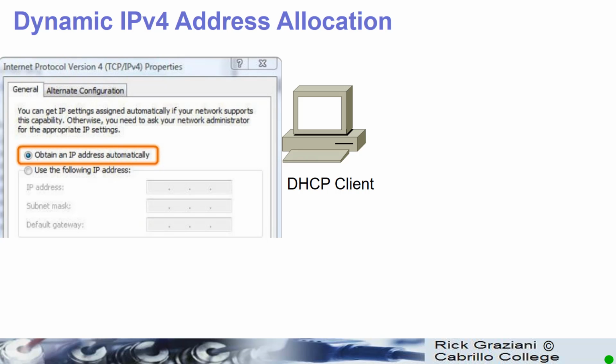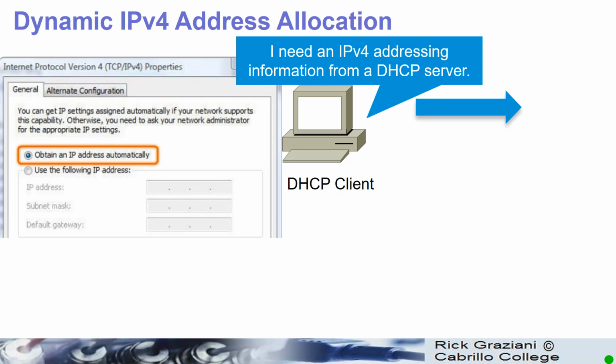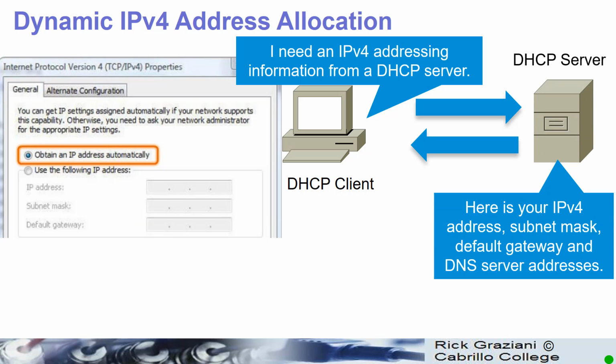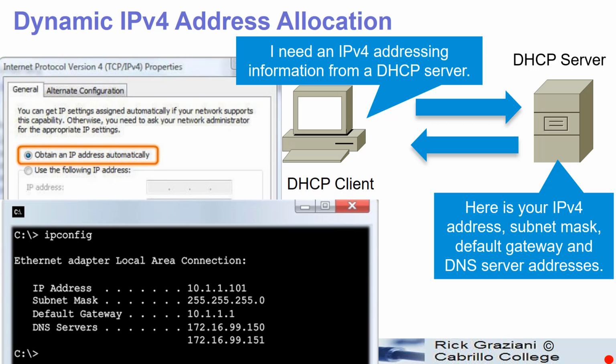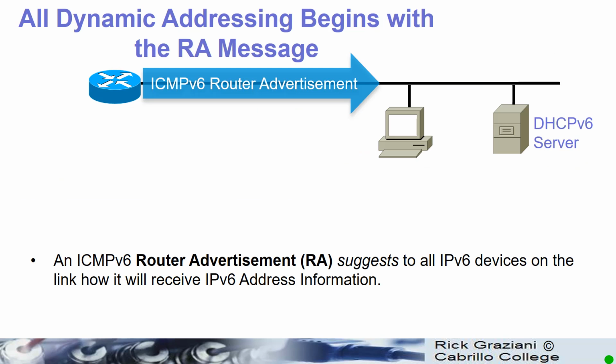So dynamic IPv4 allocations, again, if you grab them dynamically, a client would request from a DHCP server, and then the server would apply the appropriate information as outlined. All dynamic addressing begins with the router advertisement, RA message. Essentially, the router will send an ICMP version 6 RA out to its LAN, and it will suggest to all IPv6 devices on the link how they will receive the appropriate IPv6 address information.